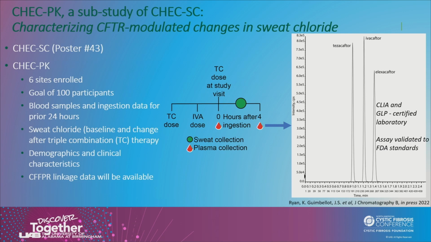to add on additional data and biospecimen collection, which you can see here, where after patients were assumed to be at steady state after a minimum of 2 weeks of use, we had them come in for a visit. They had sweat chloride collection, plasma collection at 0 and 4 hours. And 4 hours was selected because it's kind of in the middle of those peak concentrations for all 3 of the modulator compounds. We collected demographic and clinical characteristics, and also in the future, CFTR linkage data will become available, so we'll have additional data in the future.